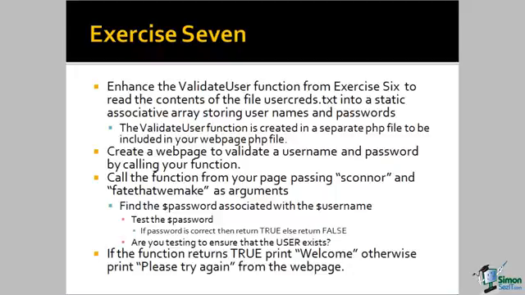Again, use the username sconnor and the password fate that we make as arguments to the function. Find the password associated with the username, test the password, and if it's correct, return true from your function, false otherwise. On the application page, if the function returns true, print welcome. Otherwise, print please try again.